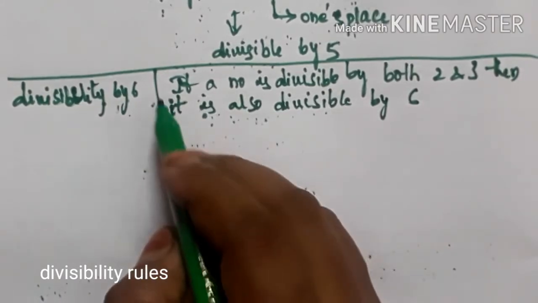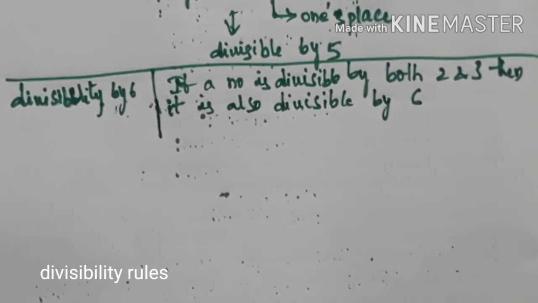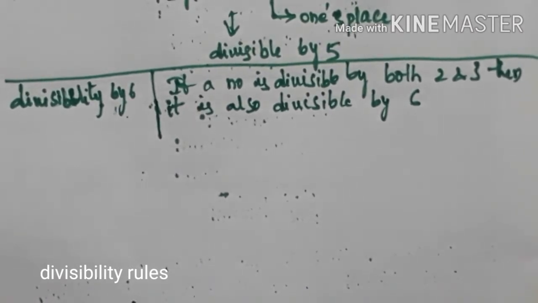Then if it is divisible by 2 and 3, then it will be divisible by 6. Otherwise it will not be divisible by 6.